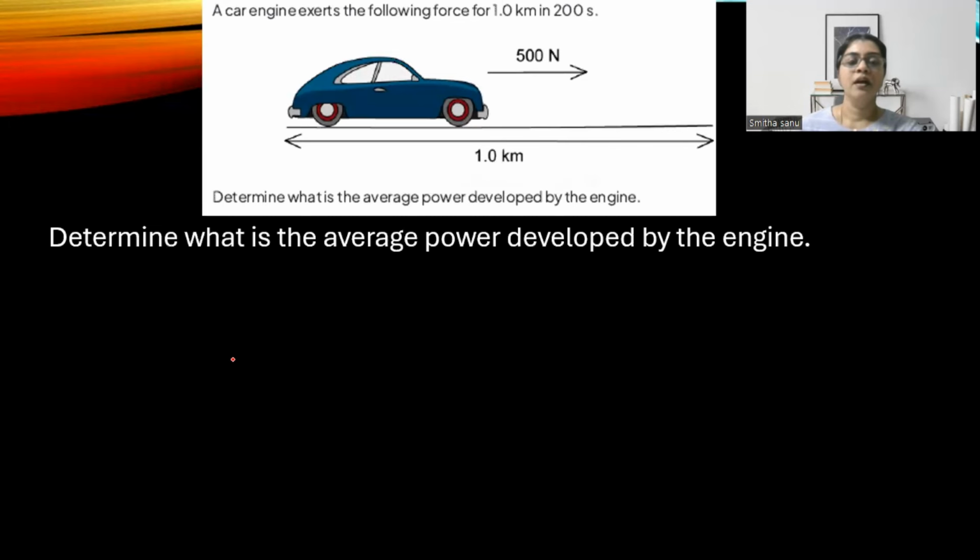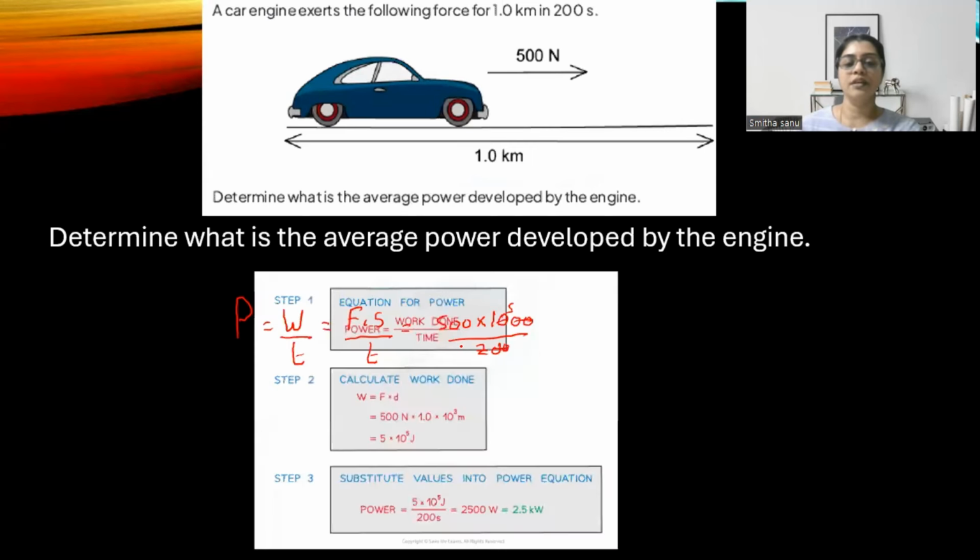Look at this question. A car engine exerts a forward force of 500 Newton along a distance of 1 kilometer in 200 seconds. What is the average power? So we know that power is work done over time. Work done is F S cos theta if theta is involved, or you can just put in the values, divided by time. So you have force, which is 500 Newton, displacement is 1000 meters, over 200 seconds. So you should get 2500 watts.